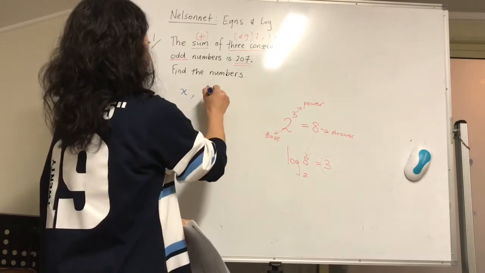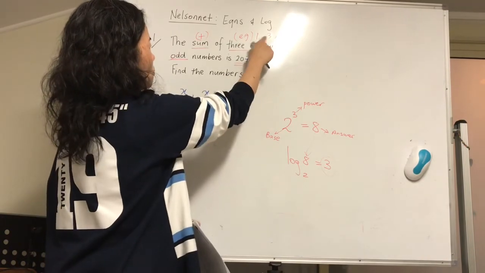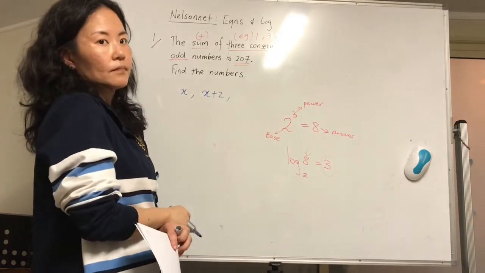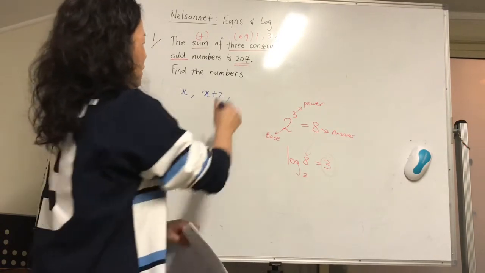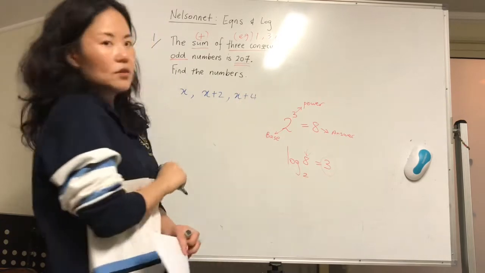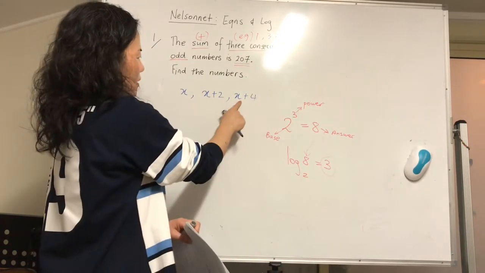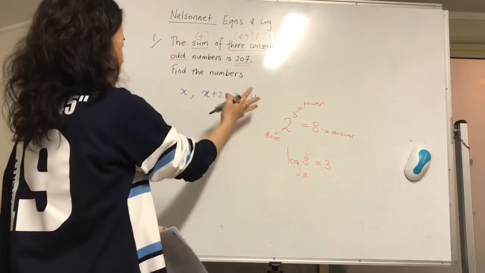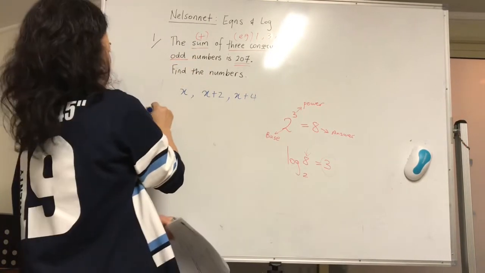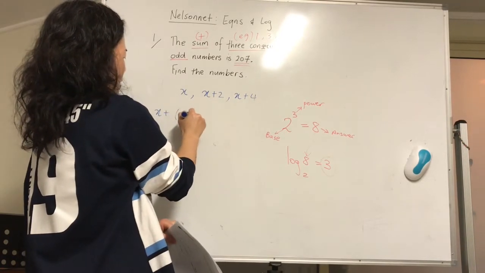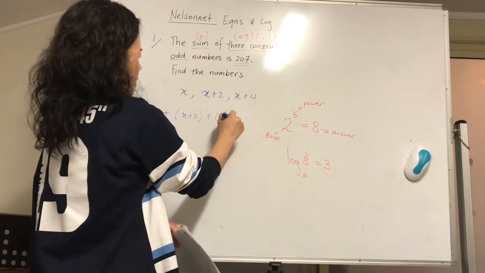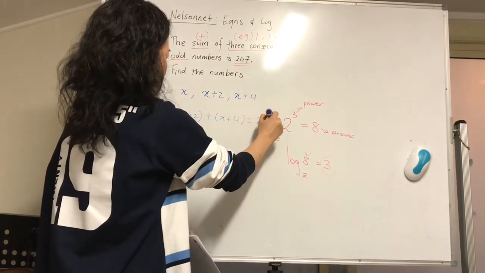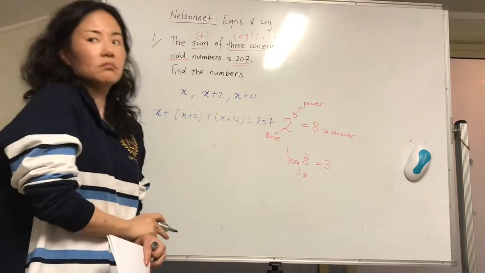Excellent. Because it's 2 more than the first one. What about 5? It'll be x plus 4. Can you see that? Because if I put 1, that's a 3, that's a 5. Now, it's a sum, so it'll be x plus x plus 2 plus x plus 4 equals 207. Now, that's just an equation, isn't it?